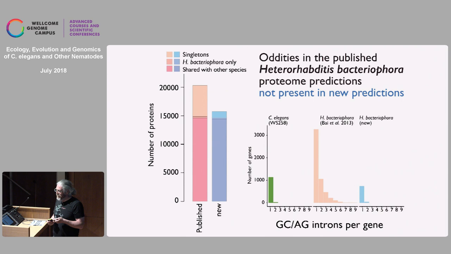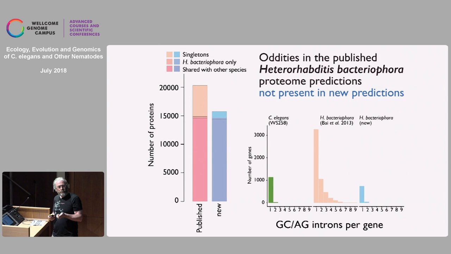But what's odd about these proteins, across the whole of the proteome, in fact, is they have lots and lots of non-canonical splice sites. So GCAG is not the usual splice site. It should be GTAG. And so they have many, many non-canonical splice sites per gene.